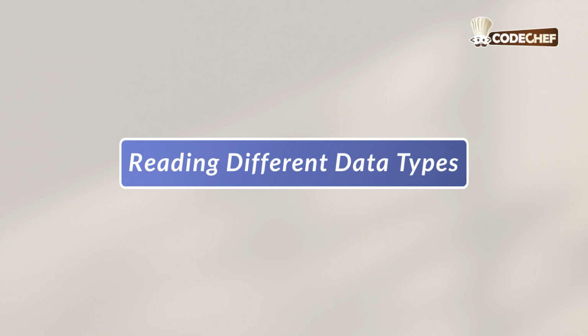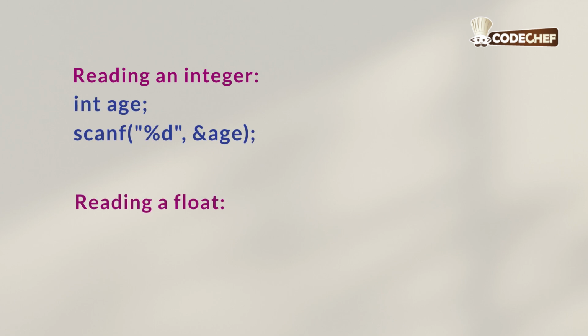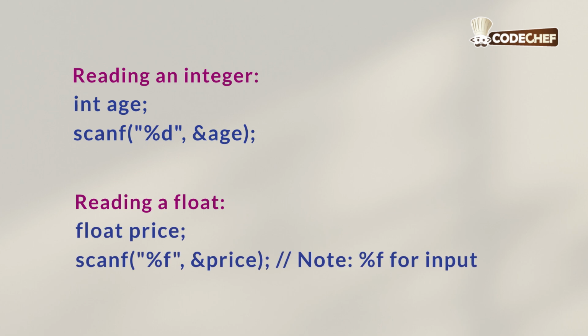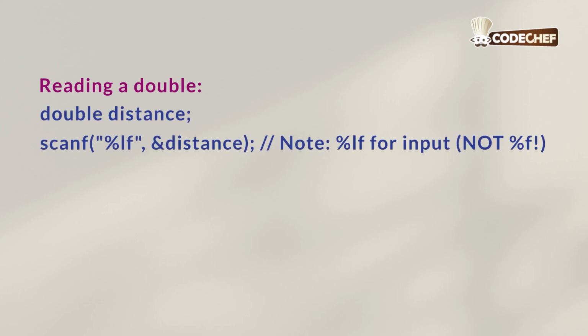Now that you understand the basics, let's see how to read different types of data. Reading an integer: int age, scanf with %d is used. Reading a float: float price, for example, scanf with %f is used. For both the integer and float examples, we use the & operator with the variable. Reading a double: for example, double distance, scanf with %lf is used, and again & is used. You have to note that you must use %lf for input and not %f.